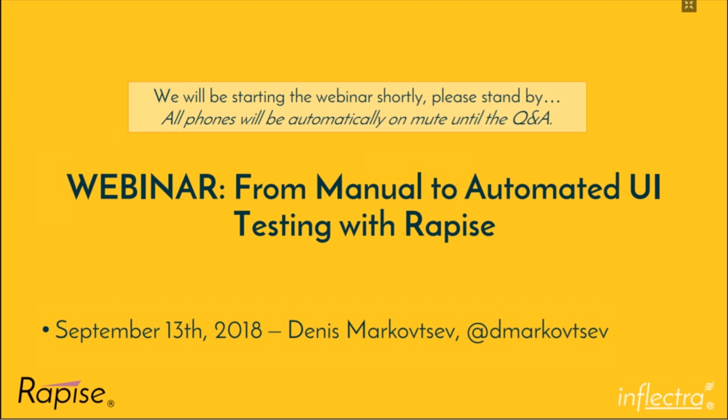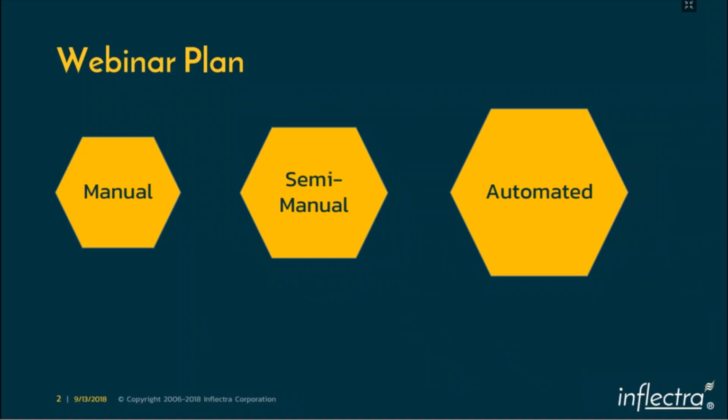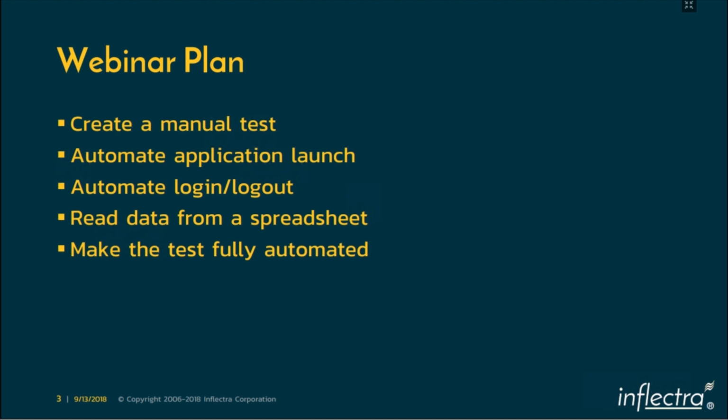Hello, everyone. My name is Denis, and today I will show how to create a manual test in Rapise, automate some of its steps, and make the test completely automated. So here is the plan in more detail. First I'm going to create a manual test, then automate the application launch step, then automate application login and logout, parameterize the test and read input data from an Excel spreadsheet, and finally we will make the test fully automated.